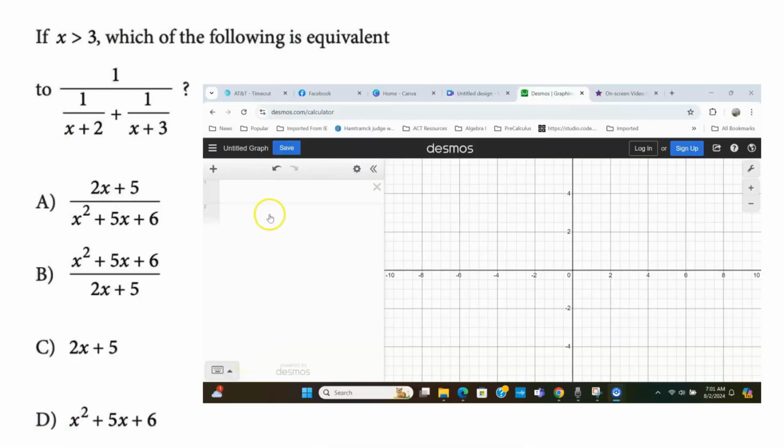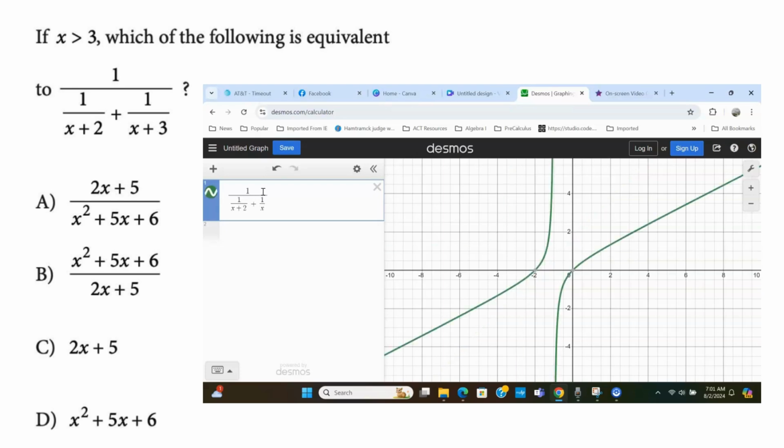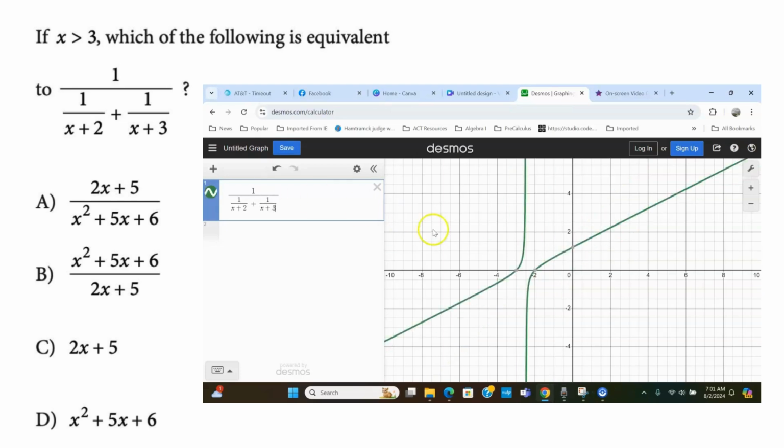All right, to use Desmos to solve this, what we're going to do is put in the original expression. So we have 1 divided by 1 over x plus 2, plus 1 divided by x plus 3. So there's our original expression. Now remember, we're checking when x is greater than 3.